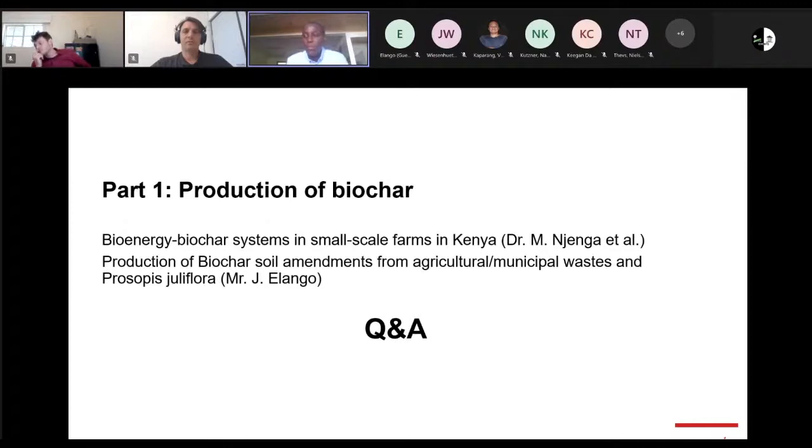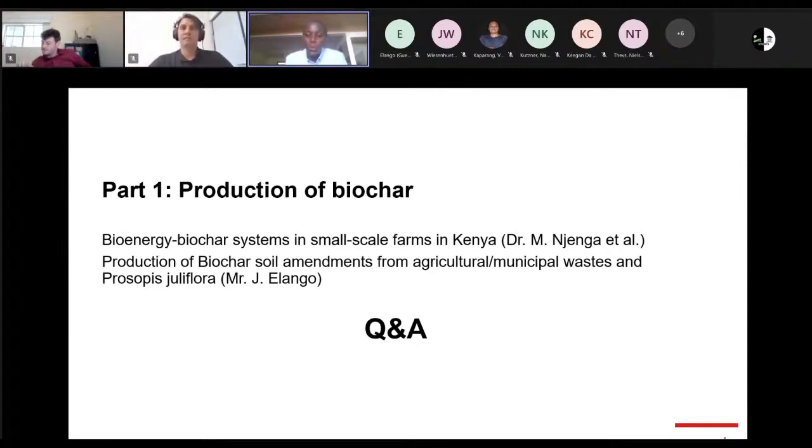The other thing is the cost of the gasifier. The gasifier is currently mostly produced by the Kenya Industrial Research Institute. The price is about $50 per piece, and that's why we gave them to all the farmers for free, to see how they will use them. But for those who want to buy it, it's $50.